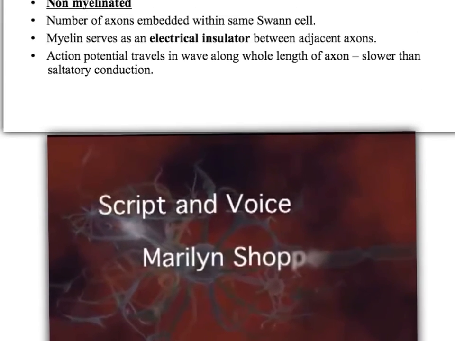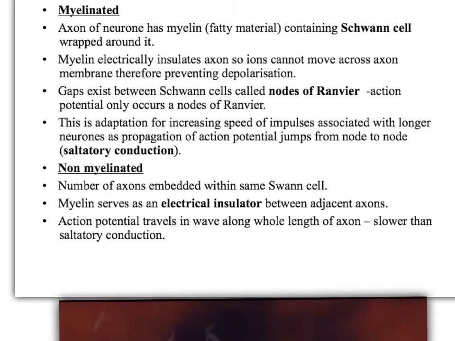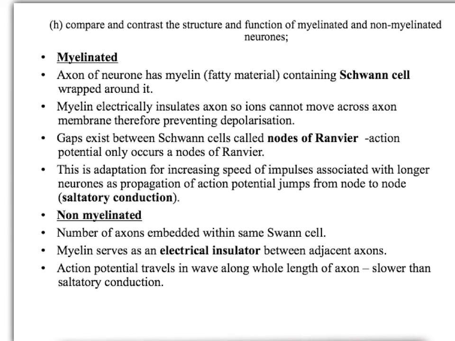This concludes our look at the screencast on resting potentials, threshold potentials, action potentials, and transmission of action potentials along axons, and the difference between myelinated and non-myelinated neurons.